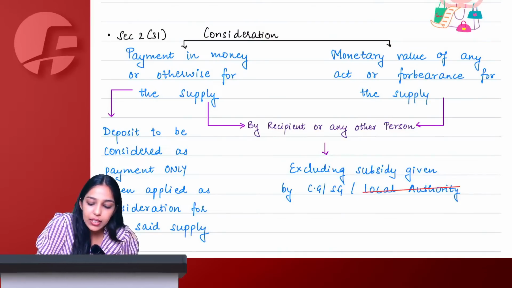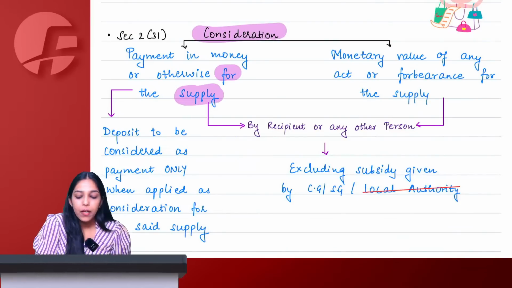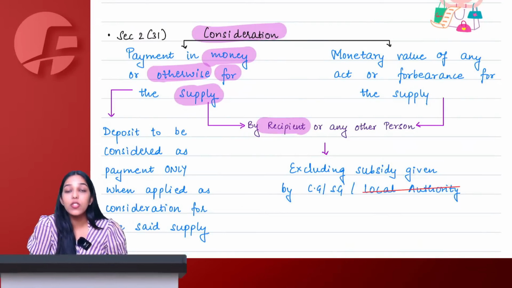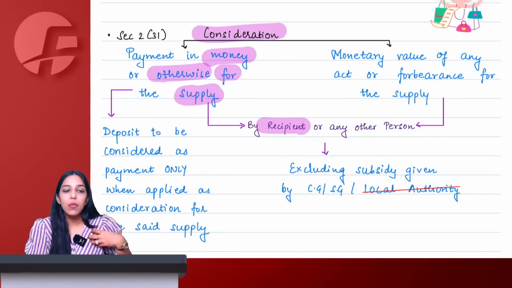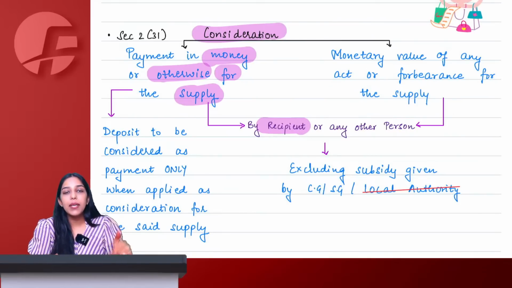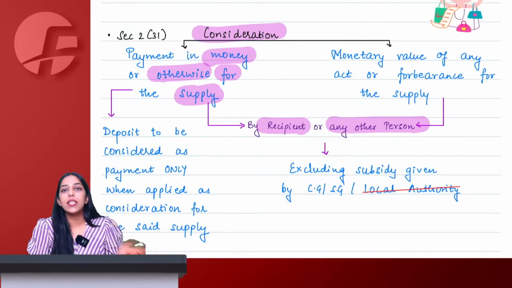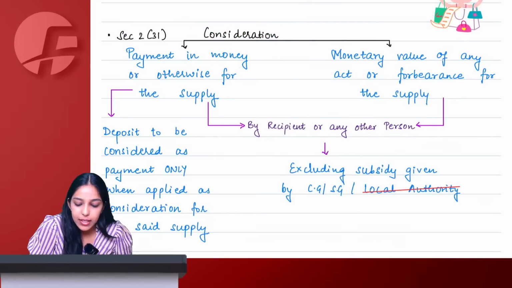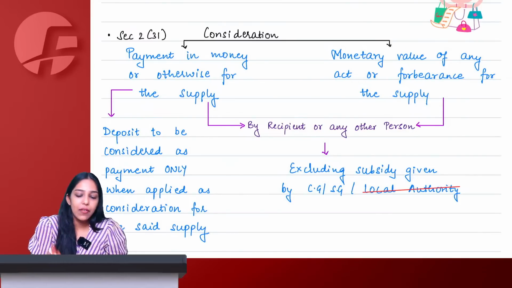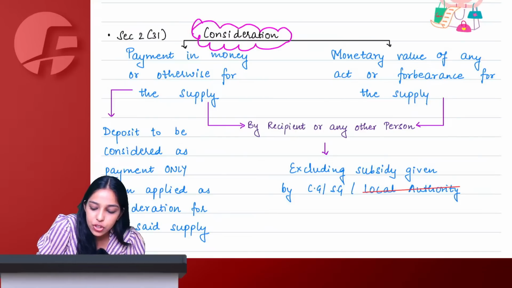So consideration means that for any supply, either you are making payment in money or you are making payment otherwise. Doesn't matter. A recipient can also tell another person to pay the consideration, like in the above example where I was liable to pay but told Mukta to pay on my behalf. That is okay. So anything that you are paying, be it money or otherwise, to avail the supply on your own, or by telling some other person to pay on your behalf as a recipient, is all considered consideration.